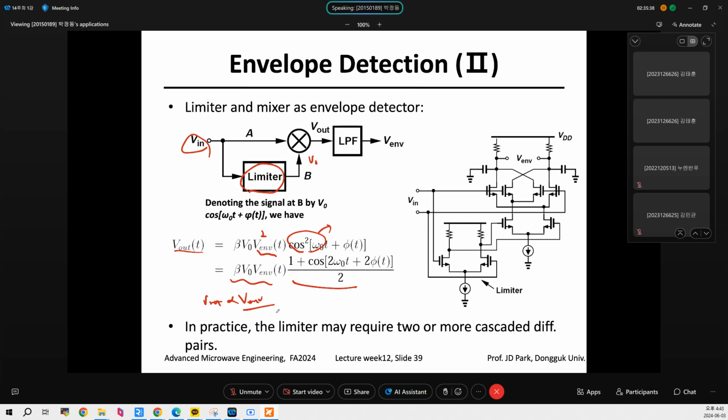But in order for us to make this V out rectangular, which is just something like 0 and V out, we need to cascade the signal. I mean, we need to amplify to make this go rail to rail, between VDD and 0. This is typically what we've done in our lab, actually. We just use a limiter, which is very easy to implement.